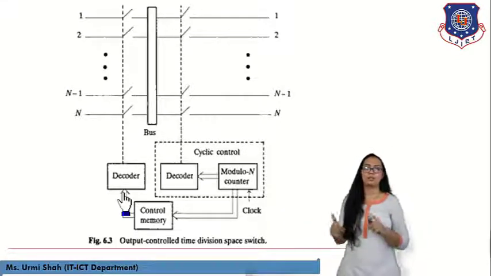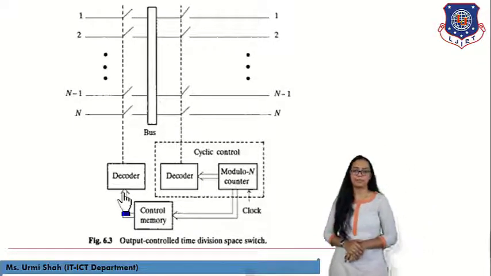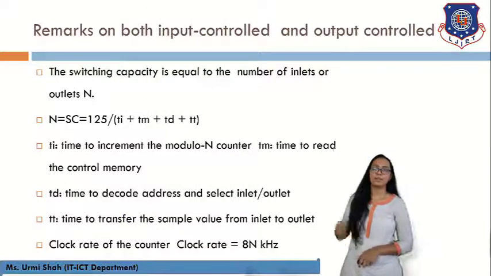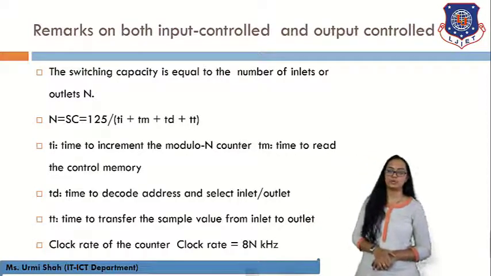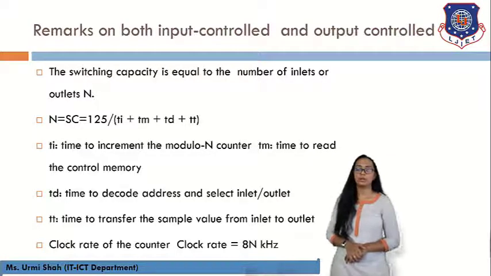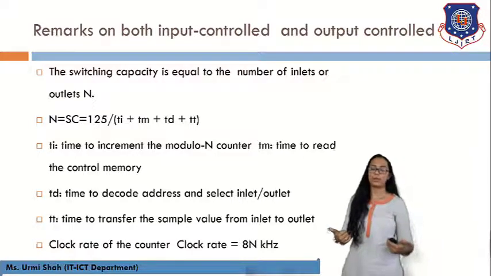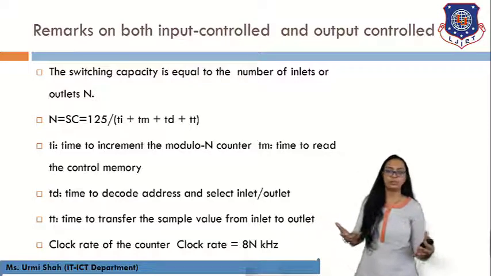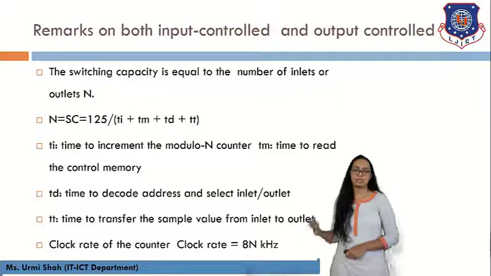So this is how the difference between output control and input control is there. Now let's move ahead with the next topic, that is remarks on both input control and output control. The switching capacity is equal to the number of inlets and outlets, that is n, on both sides. The number of inlets is equal to the number of outlets. So n is equal to SC, where SC is our switching capacity.